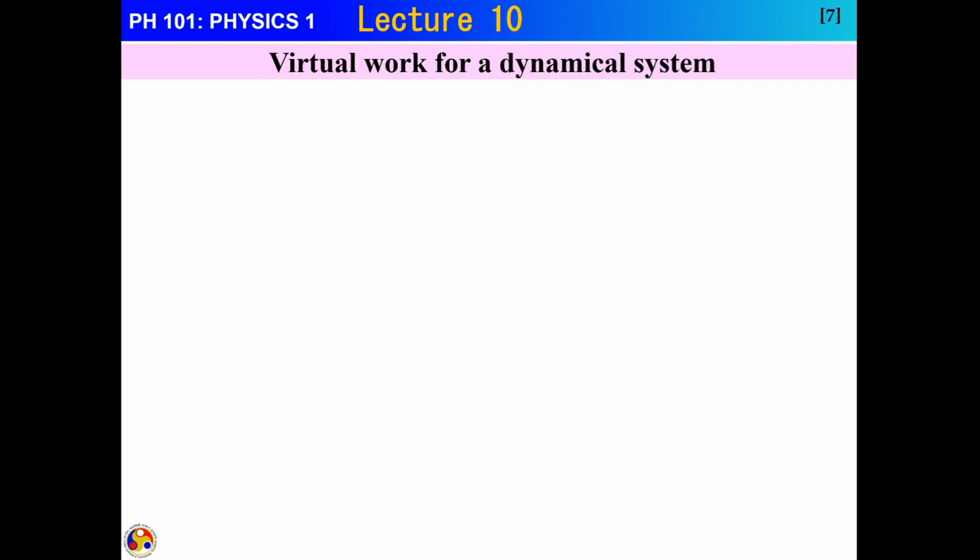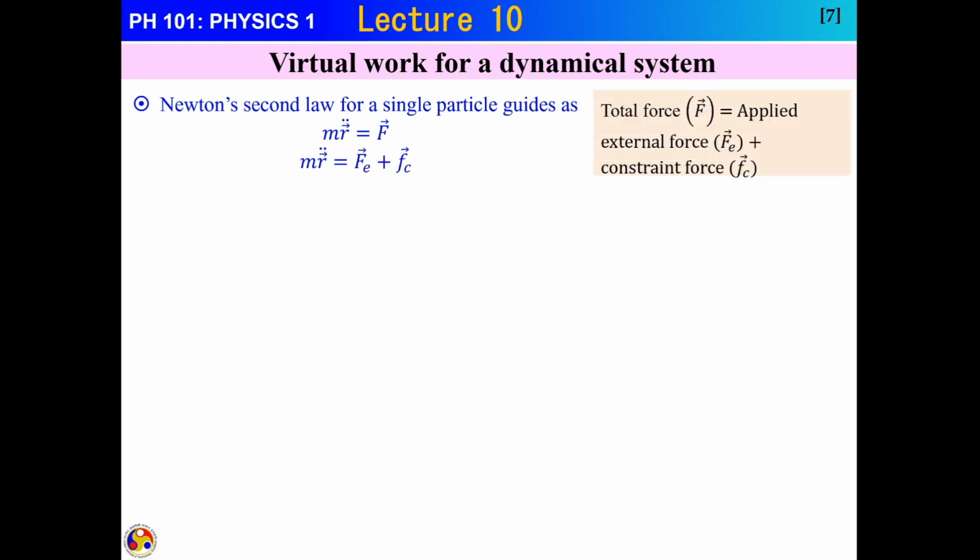Now let's assume a dynamical system. We know that Newton's second law for a single particle guides us as F equal to ma, or m r double dot. Now what is F here? It is the force applied on it. So this also can be taken as a total force: one is the applied external force and then the constraint forces. Now to bring back the concept of virtual work, let us take a dot product with delta R on both sides so that the virtual displacement can be brought in.